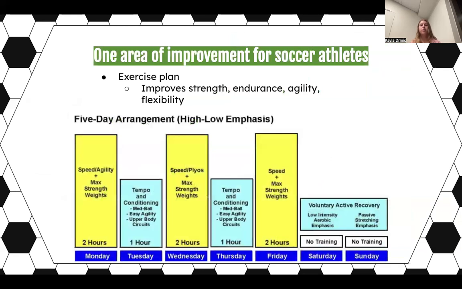One area of improvement for soccer athletes is to create an exercise plan that can benefit their training. It is important for soccer athletes to improve strength, endurance, agility, and flexibility. An example of this can be to work on speed, agility, and strength training on Monday and Friday, work on speed, plyometrics, and strength training on Wednesday, work on tempo and conditioning on Tuesday and Thursday, and take Saturday and Sunday as rest days. Rest days are crucial for giving time for muscles to repair and recover and avoid burnout.